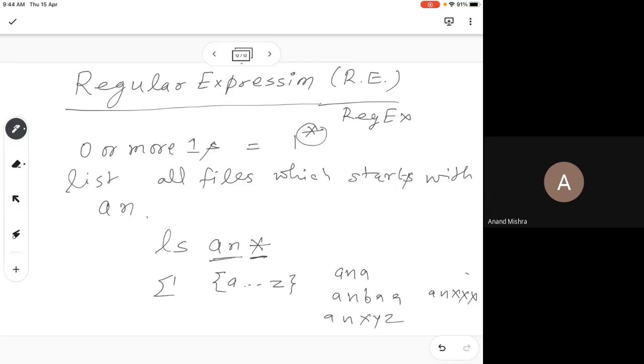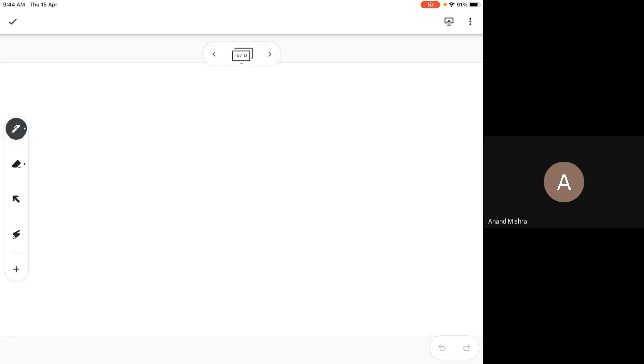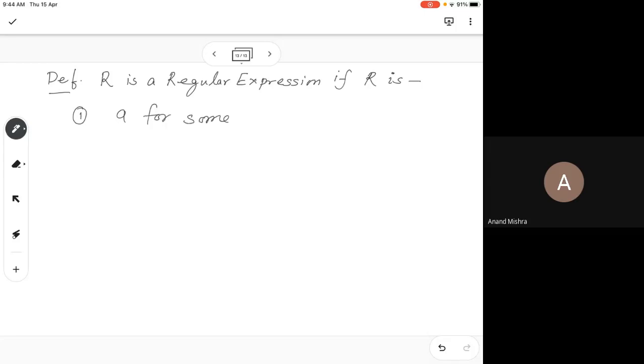I'm not going to talk about that in detail. We are going to formally define what a regular expression is. Definition: R is a regular expression if R is A for some A in the alphabet Sigma.